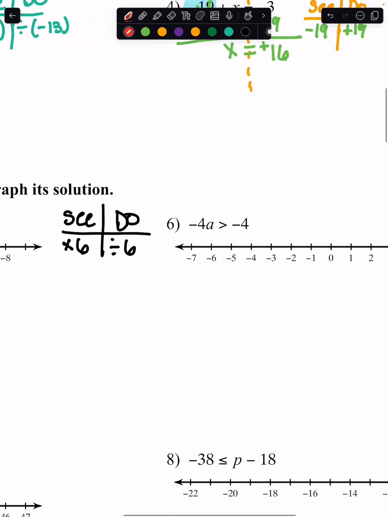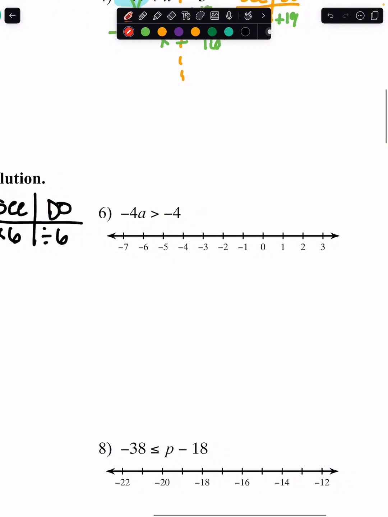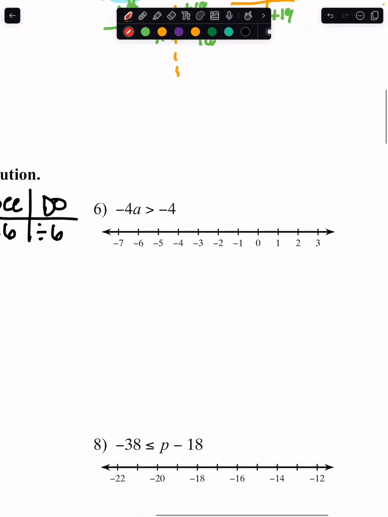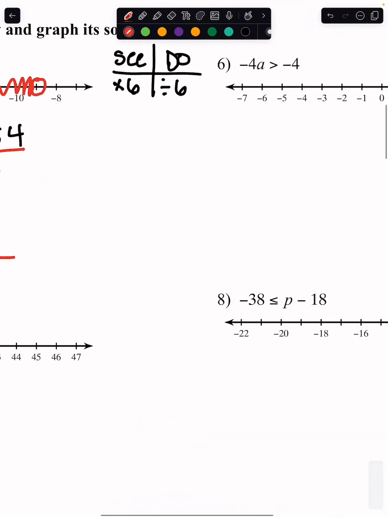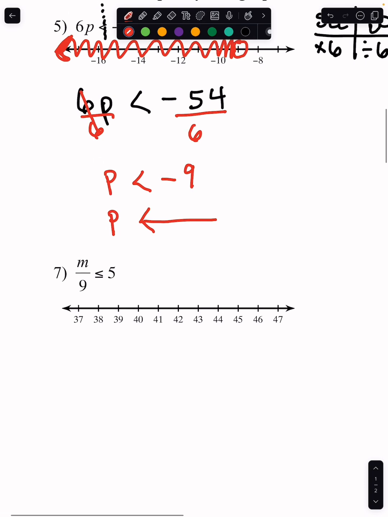Actually, we'll come back to number 6 because number 6 has a different rule that I need to make sure I cover again. All right. What do I see here?